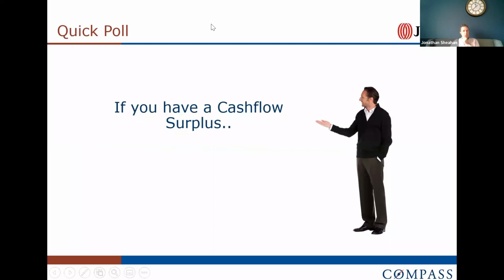Okay, so I'm going to do another quick poll here on cash flow surplus. Just 3 options here. If you have a cash flow surplus, which outgoing should you pay off first?